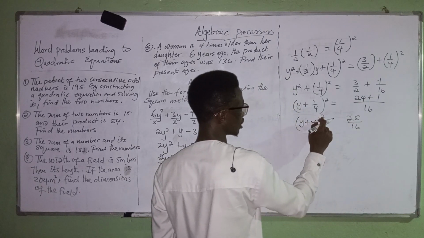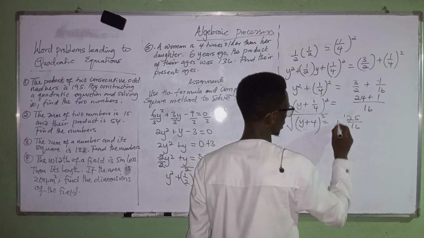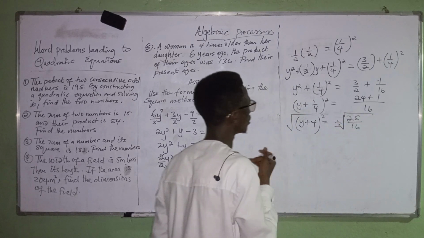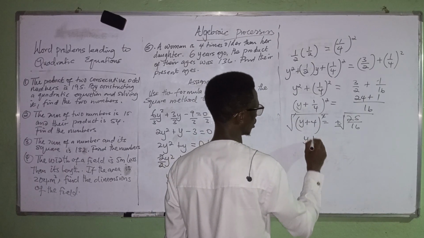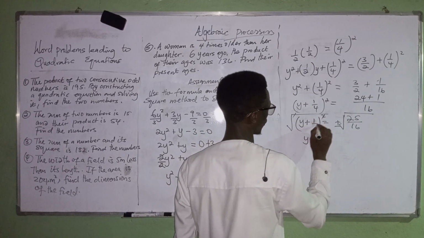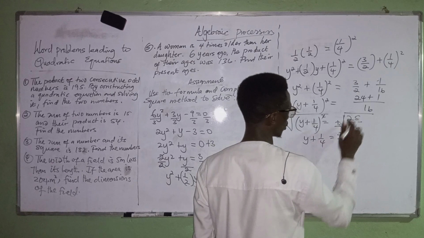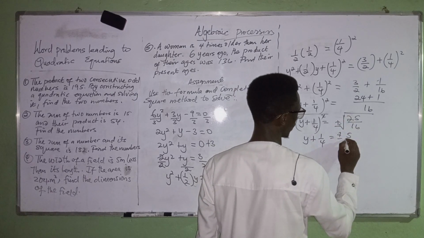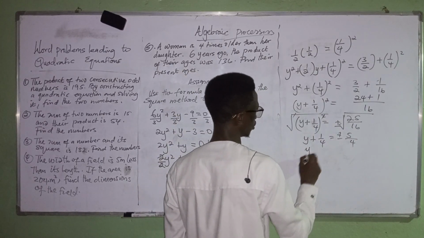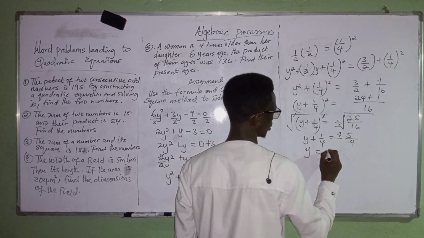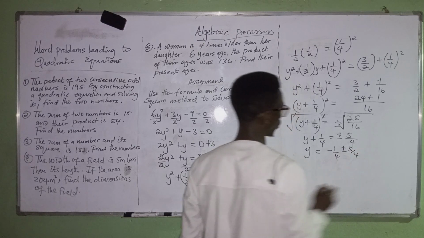If we want to take this to the right hand side, we take the square root, plus or minus. So the square roots cancel this power. We are left with y plus 1 over 4 equals plus or minus; the square root of this becomes 5, the square root of this becomes 4. Okay? Now if we transpose this, y equals, the plus changes to minus, 1 over 4 plus or minus 5 over 4.